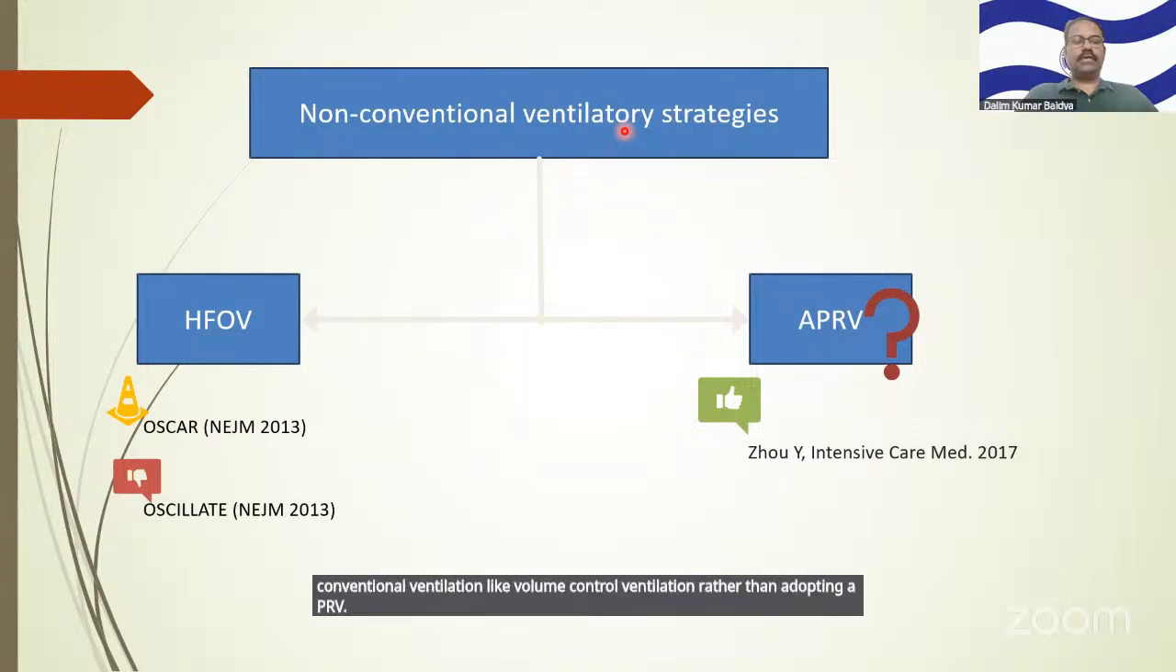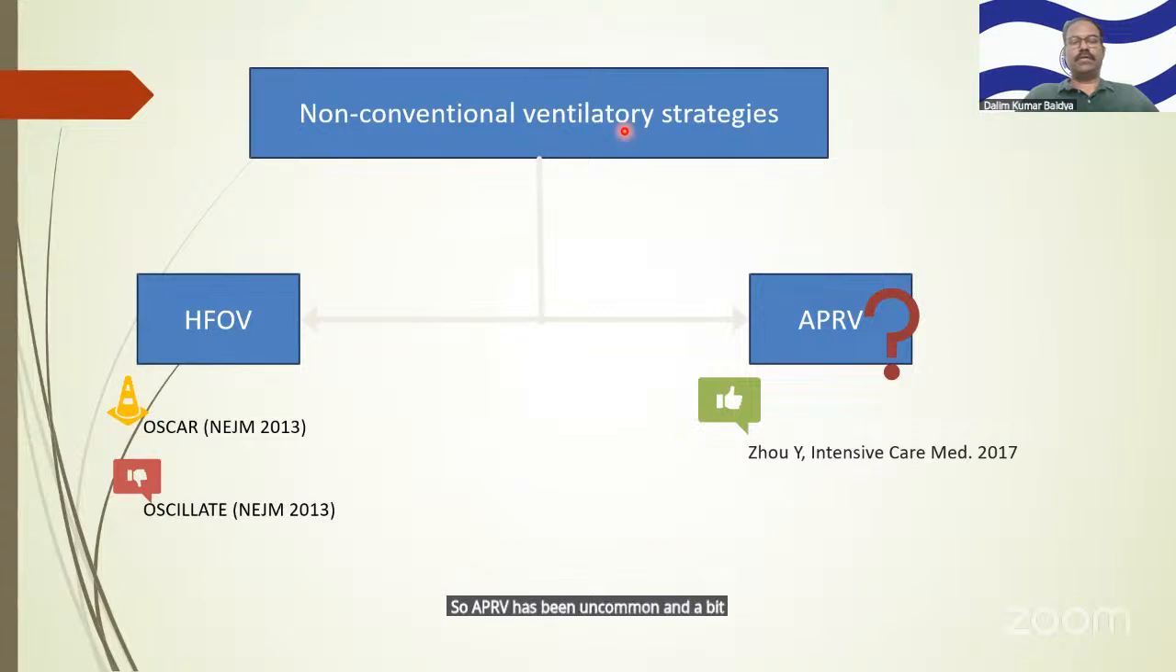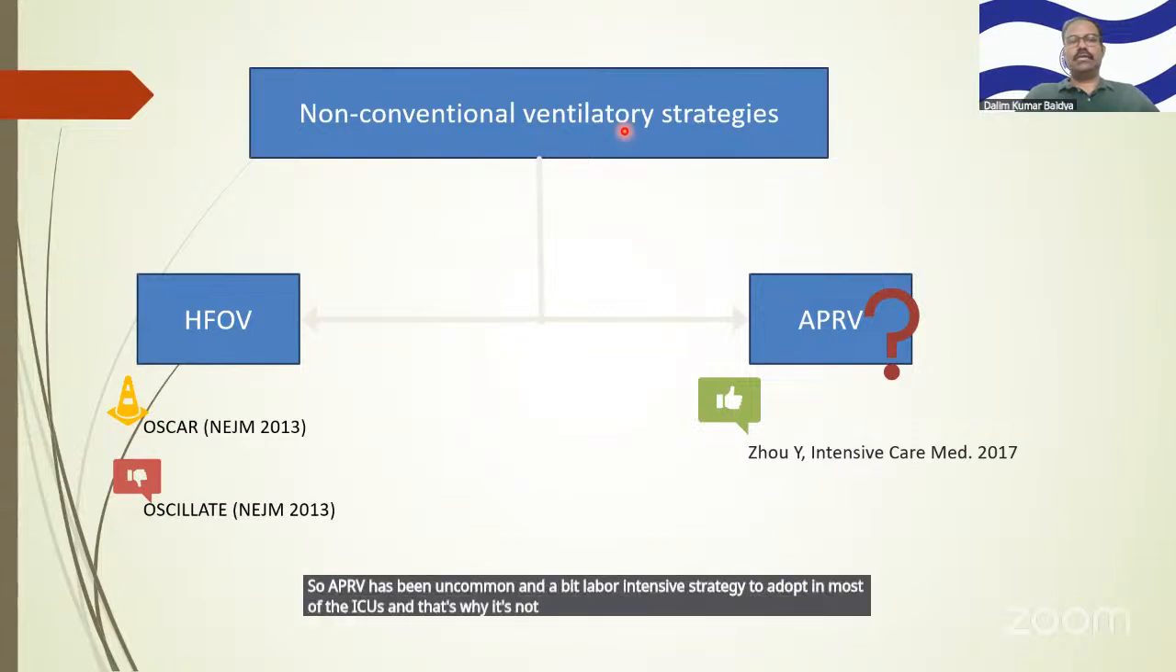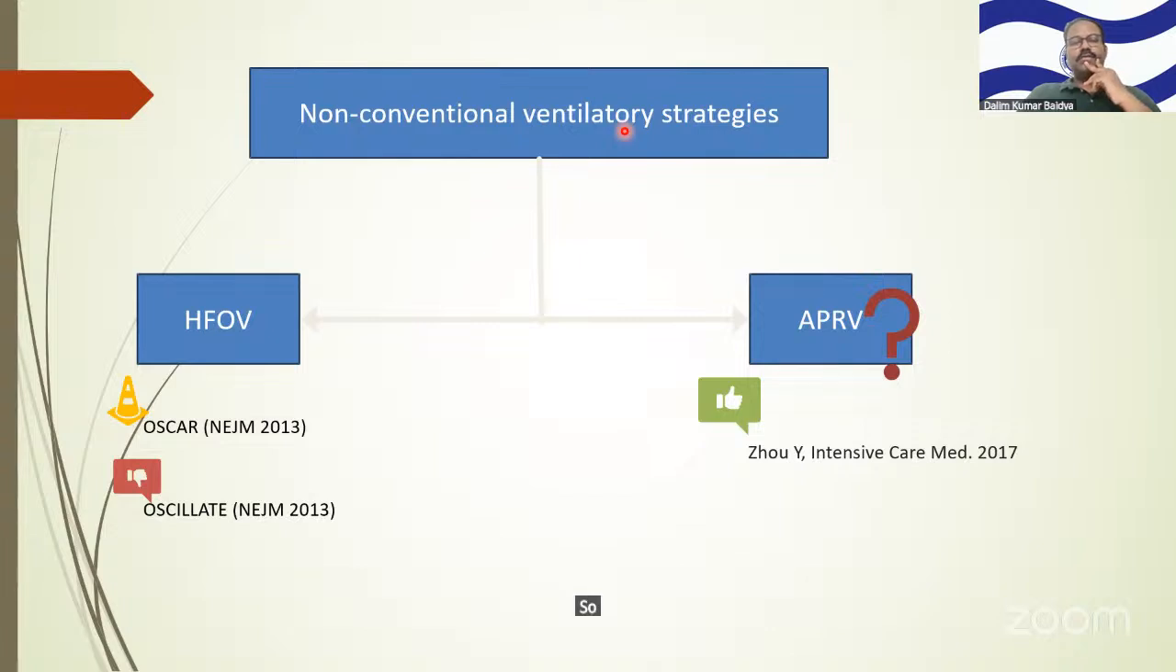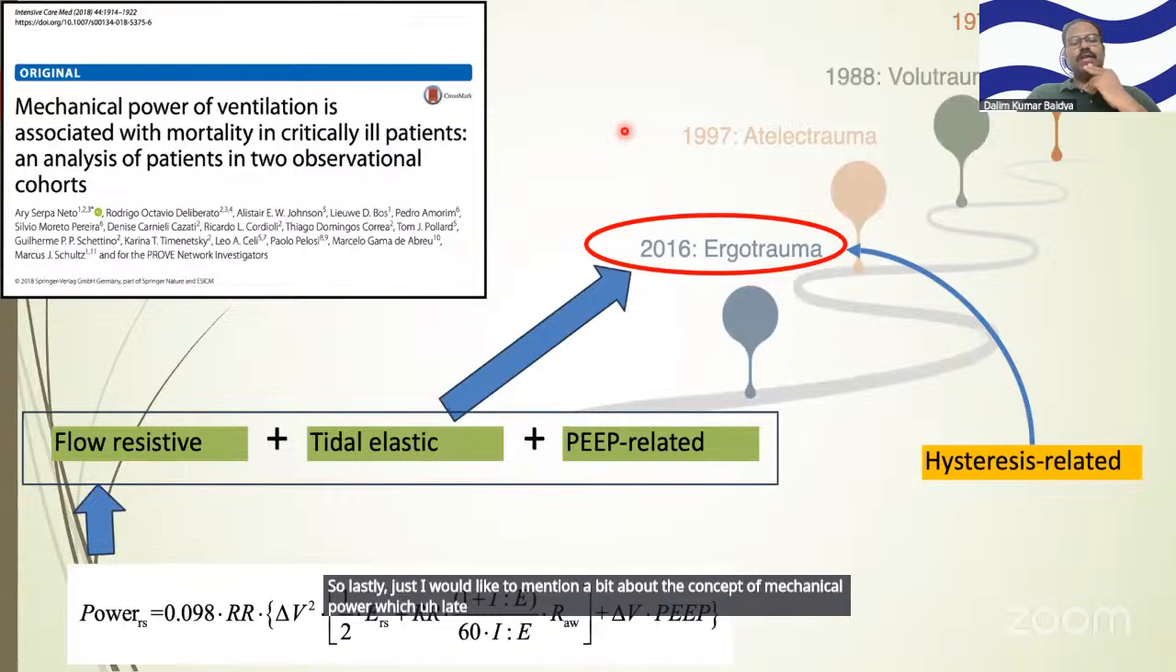Right. So APRV has been an uncommon and a bit labor-intensive strategy to adopt in most of the ICUs, and that's why it's not really that popular. So we have almost covered most of the important aspects of ARDS ventilation strategies. Lastly, I want Anirban to mention a bit about the concept of mechanical power, which Leighton Gattinoni has provided us, a wonderful concept, which our PGs should know a bit about.